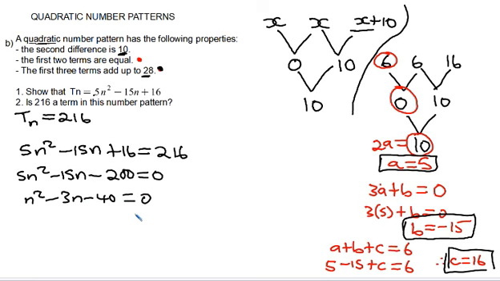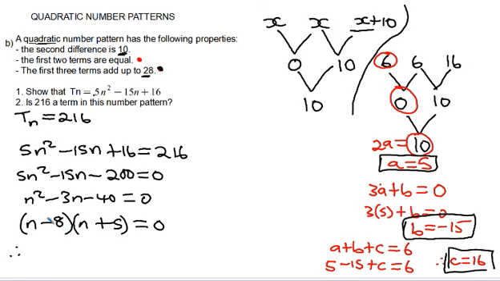Okay, that's more manageable now. We don't even need to use the quadratic formula. We can just factorize here. And we have (n minus 8)(n plus 5) equal to 0. Negative 8 times 5 is negative 40. Negative 8 plus 5 is negative 3.